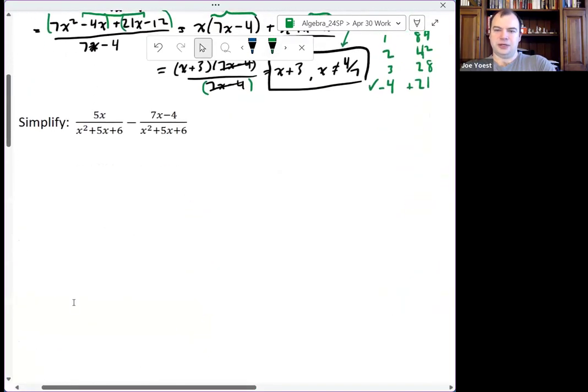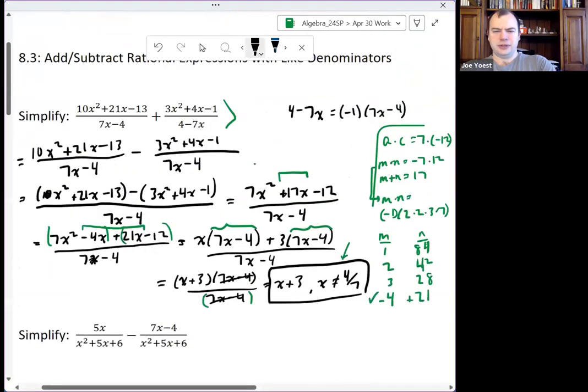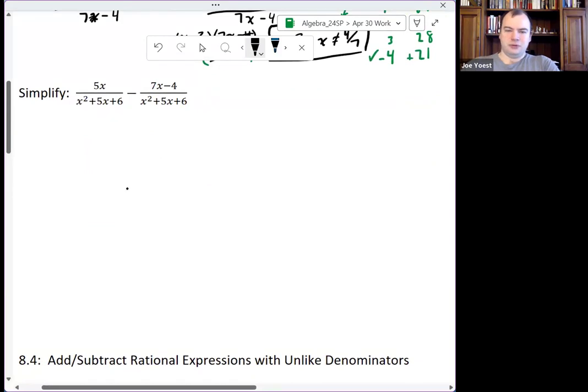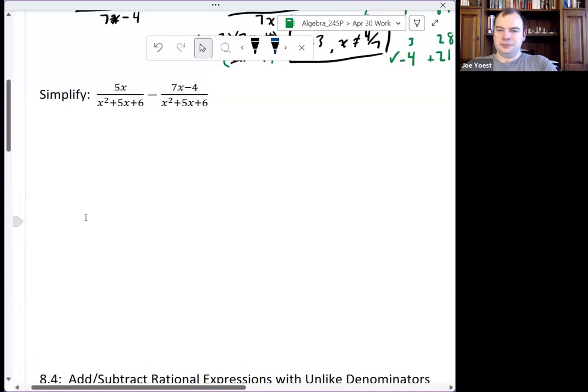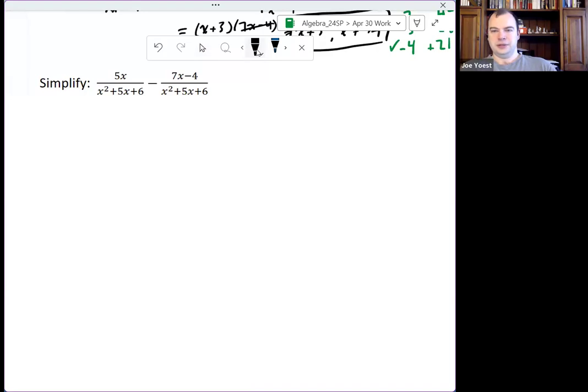Okay, let's work through the next one. I think we did do this one at the end of last class, but I want to do it again today to warm up a little bit, and because I think we did it a little quickly last time. Okay, so we look at this one and we have 5x over x squared plus 5x plus 6 minus 7x minus 4 over x squared plus 5x plus 6.